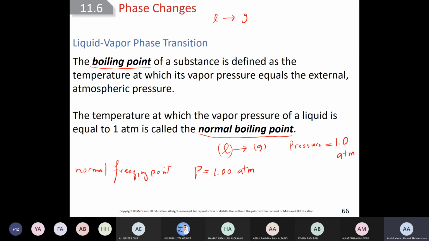Because if you reduce the pressure, what will happen to the boiling point? For example, what's the boiling point of water? 100 Celsius. The normal boiling point of water is 100 if the pressure is what? At 1 atmosphere. What will happen if you take water up on the mountain? What will be the boiling point of the water? Less than 100.